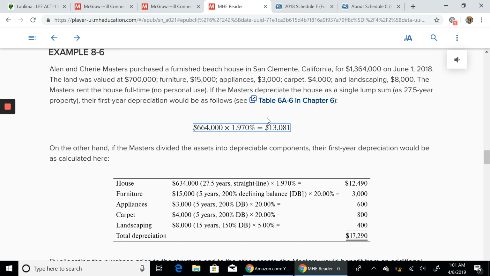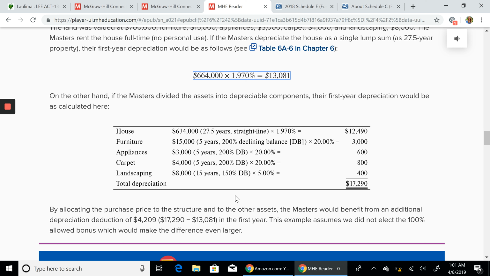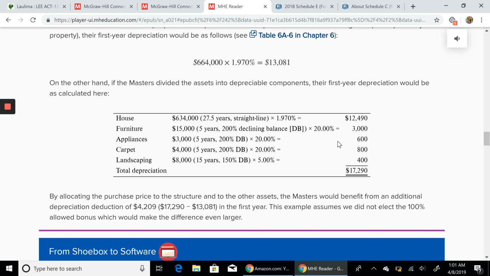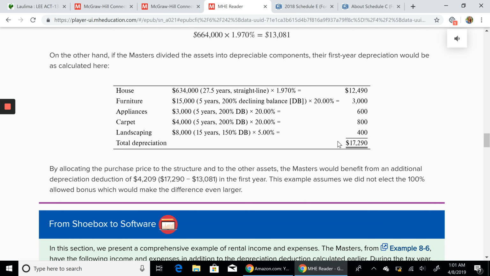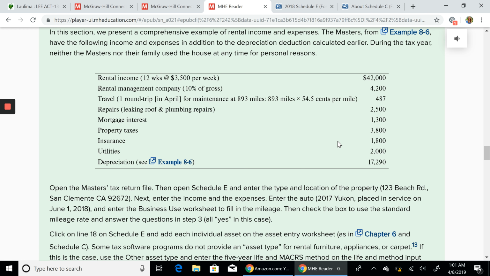On the other hand, if they divide the assets based on the type of asset that's listed here, they can do out the depreciation. And because most of those assets have a shorter life, it's going to result in a greater total depreciation number, which they have the right to do. They can allocate the purchase price to other elements that they purchased.